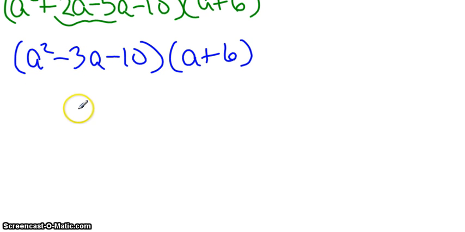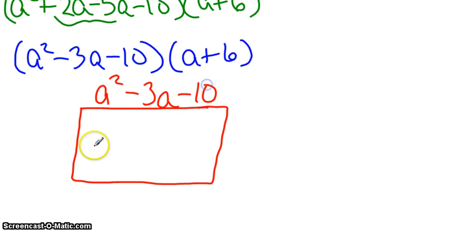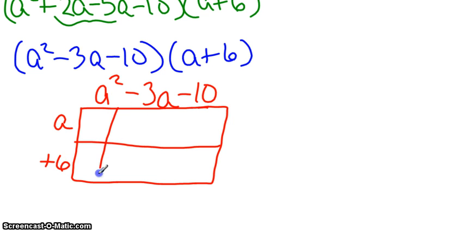I like to do box method because I make sure that you multiply everything with each other. So I'm going to put the trinomial across the top and the binomial on the bottom here, across the side, a plus 6. Make sure you carry the sign. This is very crooked, sorry. And then you just multiply like you would a multiplication chart.